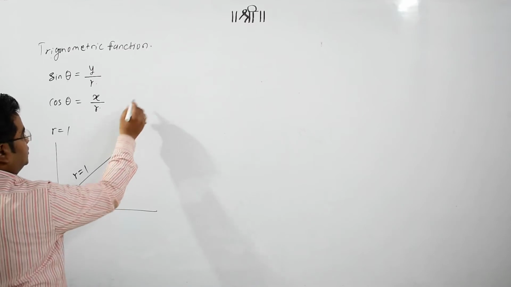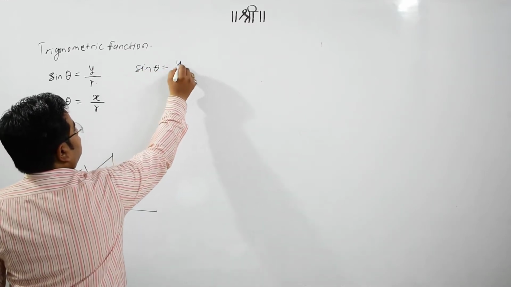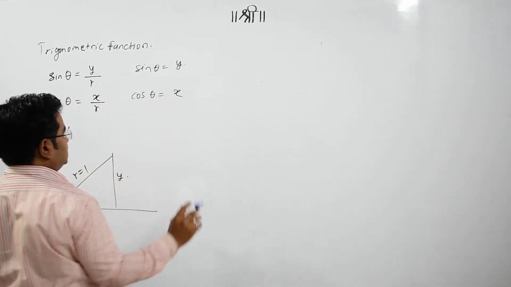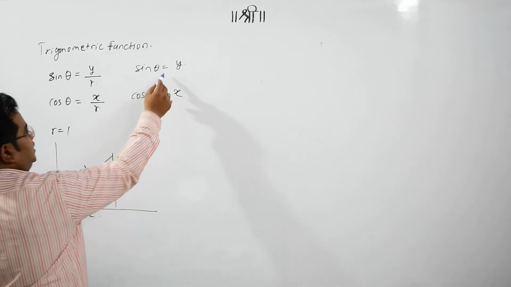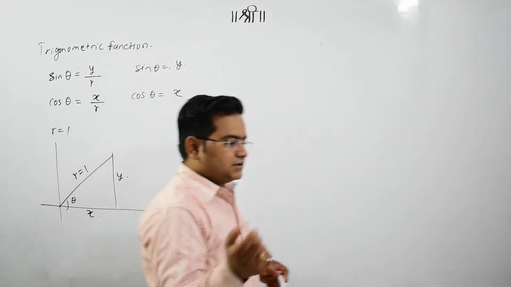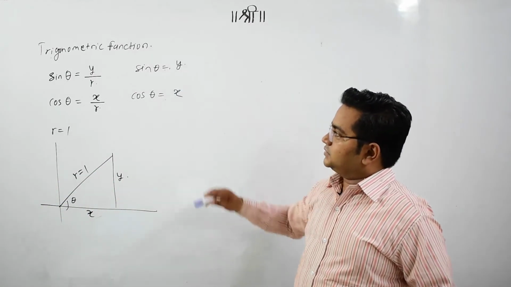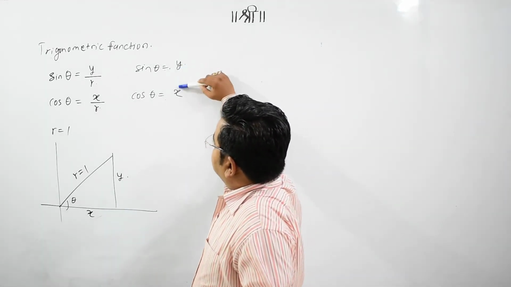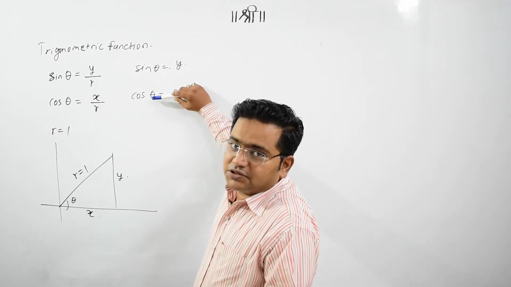Then sin theta is equal to y and cos theta is equal to x. Most important: if you look at this properly, this x and this y are independently changing. They are not dependent on any other parameter. They are not depending on each other directly. They are depending on each other with respect to this theta.